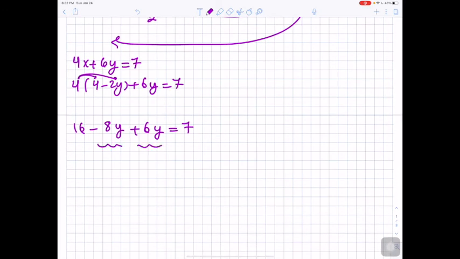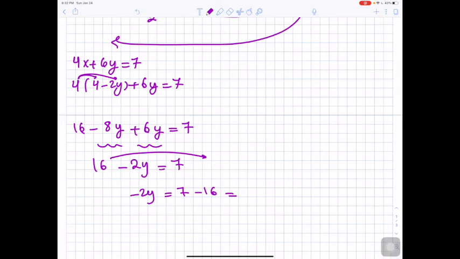Minus 8y and 6y gives me minus 2y, 16, 7. Let me take the 16 on the other side. Minus 2y gives me 7 minus 16, which is equal to minus 9. And y is equal to 4.5. Right? Now I got my y.